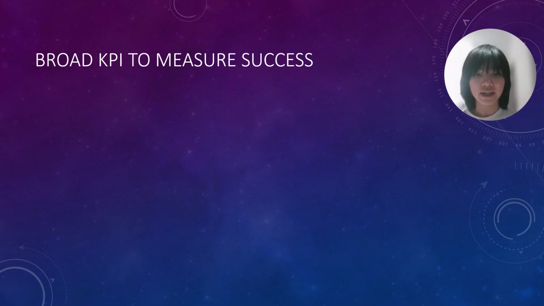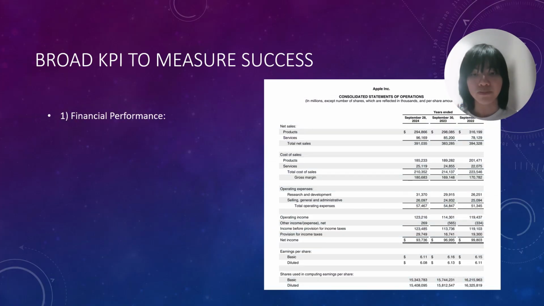Now, for the broad KPI to measure success, there are many ways to indicate if Apple is succeeding or not with their business goals. For example, the financial performance, you can see in Apple's annual 10-K filing, which is basically their financials. From 2023 to 2024, they had decent growth of around 2% in terms of net revenue, but their profit did decrease a bit from 2023 to 2024.